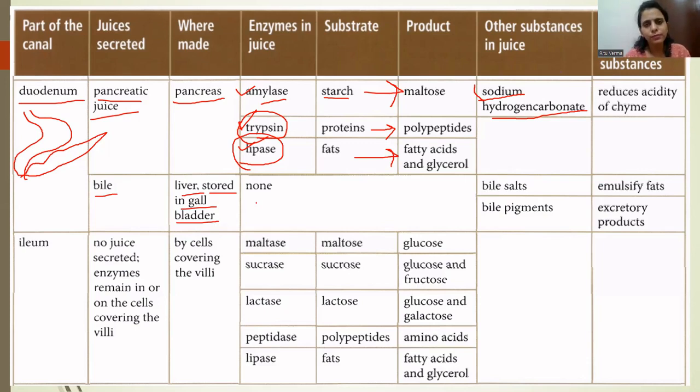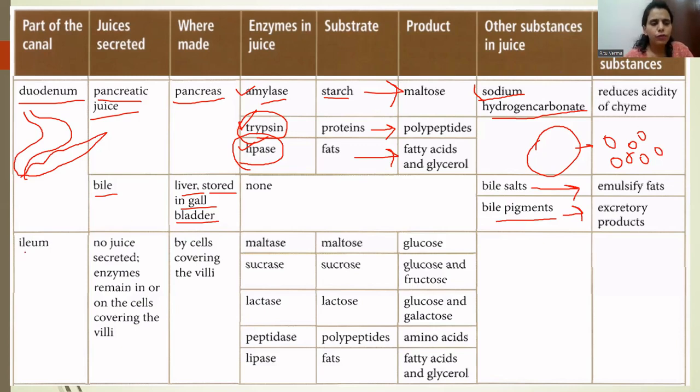In our food, fat is present and fat molecules are very large in size. So this bile juice helps in emulsifying the fat. Emulsifying fat means the large globules of fat are broken down into smaller globules, so that the fat digesting enzyme, lipase, can easily act on them. So the purpose of emulsification of fat is to increase surface area for chemical digestion. In bile juice we have bile salts which help in emulsification of fat, and bile pigments are present. These bile pigments are actually excretory products.